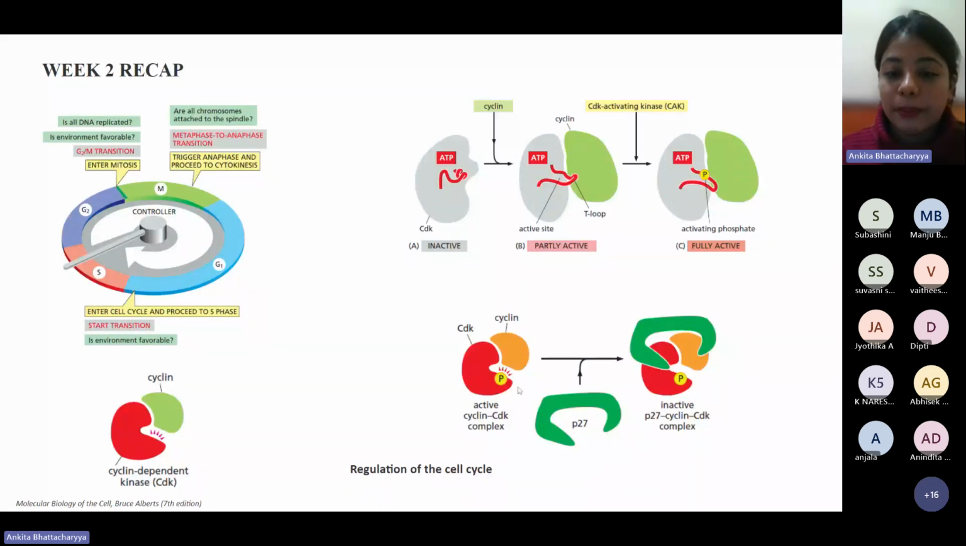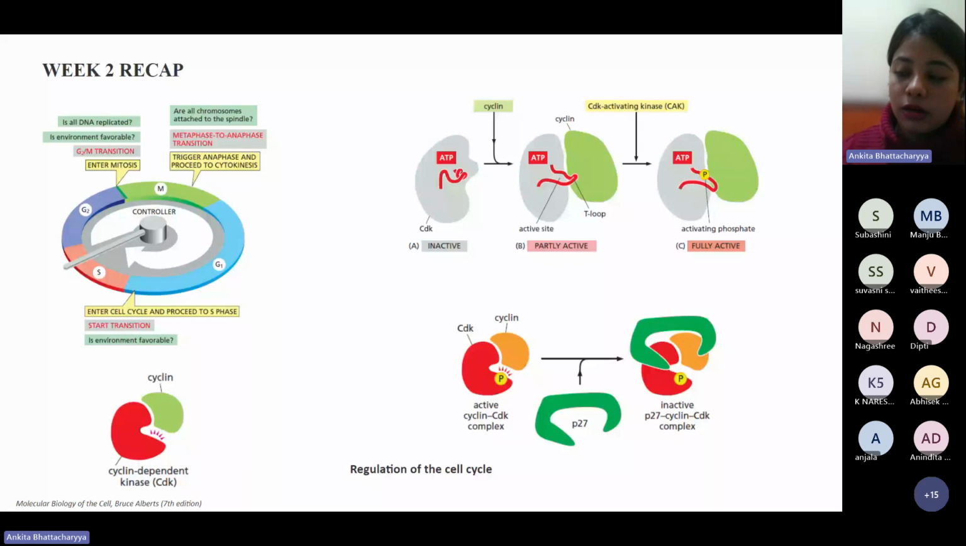So here you see that the presence of a phosphate group, like I said previously, is what is keeping it active. But the question that arises is, once a phosphate group has been added, is that going to constantly keep this cyclin-CDK complex activated? Or what will happen when a cell has to go from one phase to the next? What happens during that transition?